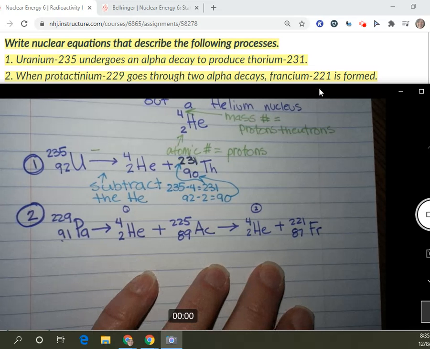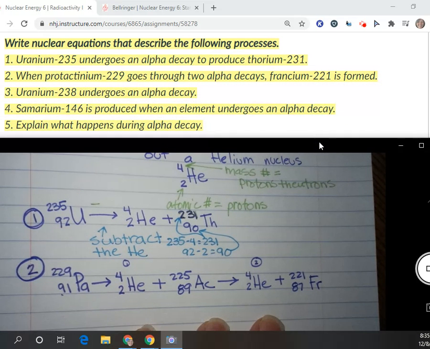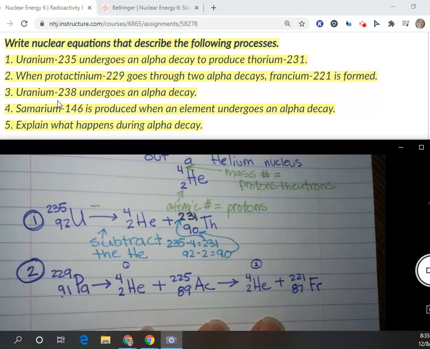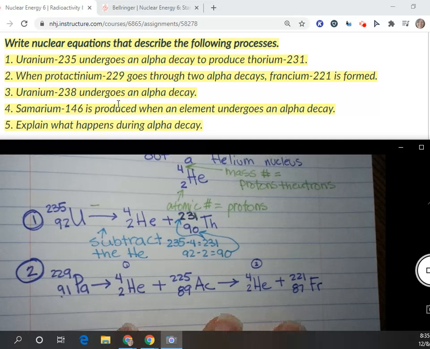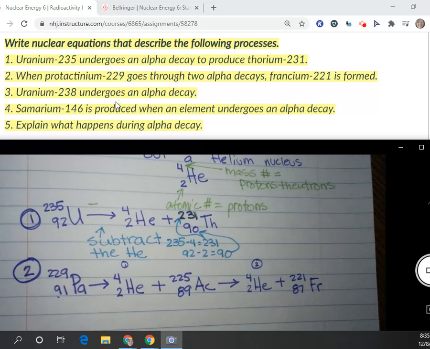So let's look and see what number 3 actually says. Number 3 says uranium-238 undergoes alpha decay. Go ahead and try that one on your own. Okay. Try that one on your own, and then we'll come back with an answer here in just a second.